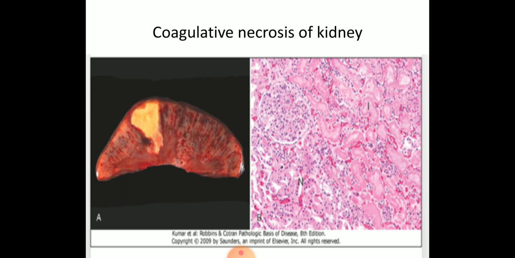This is the figure showing coagulative necrosis of the kidney, in which you can see a wedge-shaped pale infarct in the kidney. On the right side, you can see the microscopic features of necrosis of the kidney, which shows normal kidney and necrotic cells in the infarct. The necrotic cells in the infarct show preserved cellular outline with loss of nuclei, and there is inflammatory infiltrate at the interface between the normal and the necrotic area.